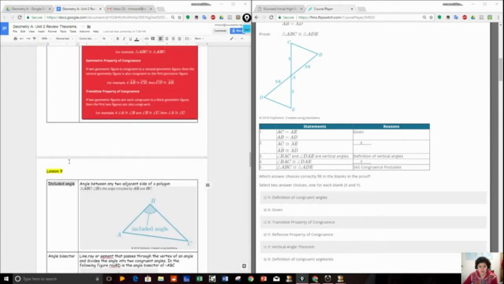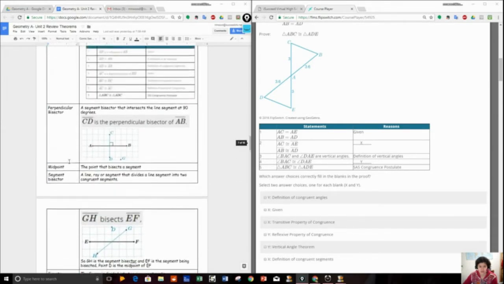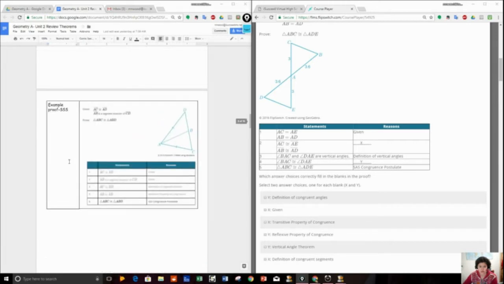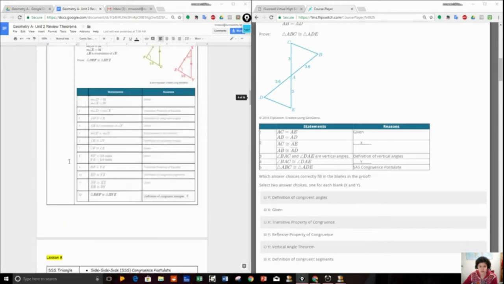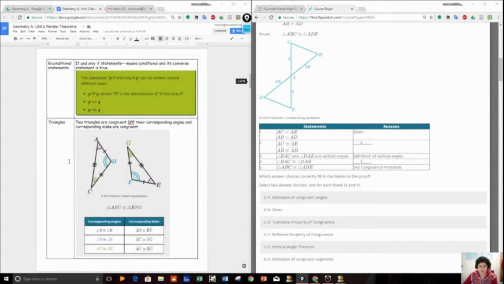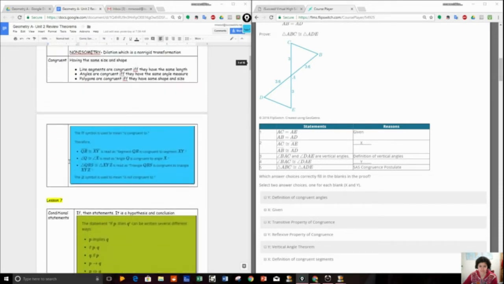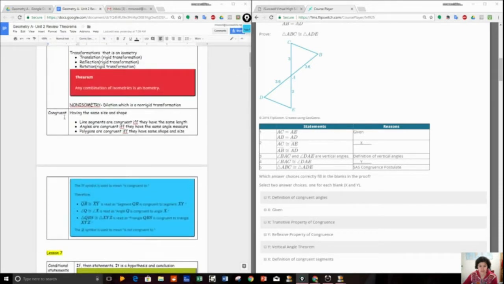So I'm just looking in the left-hand column for congruent segments. Okay, I see congruent. And it says line segments are congruent if and only if they have the same length. Okay, that's the definition of congruent segments. They had the same length. So then we move on to statement 3.